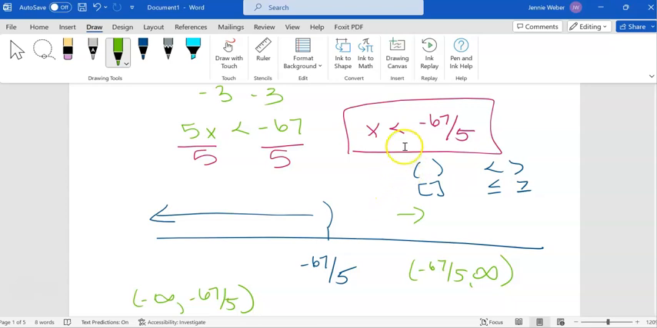If you are open-ended, so that means you don't have a little equal sign underneath it, you will use parentheses. If you do, you will use brackets. So brackets are our old closed circle that shows we include that number. Parentheses are the open circle that shows we don't include that number.